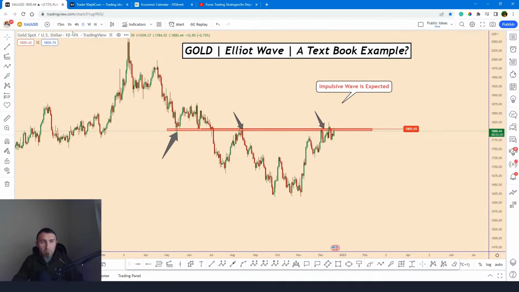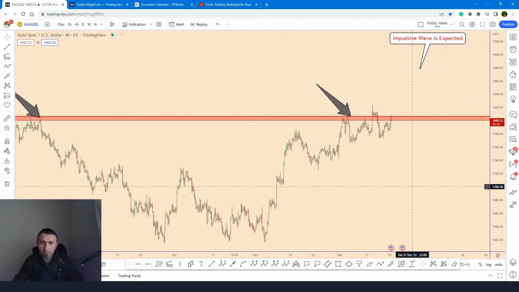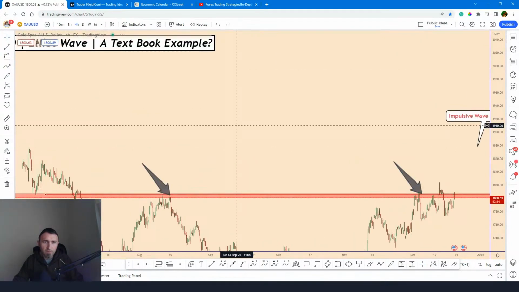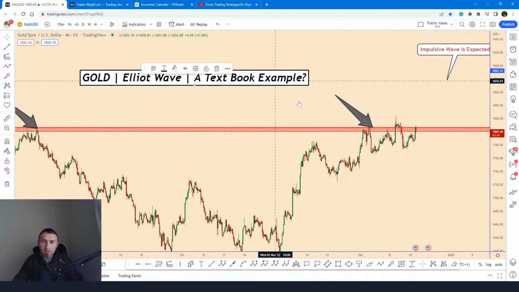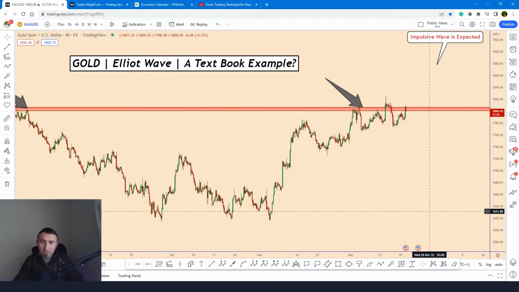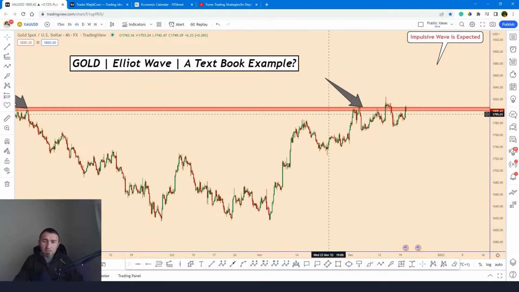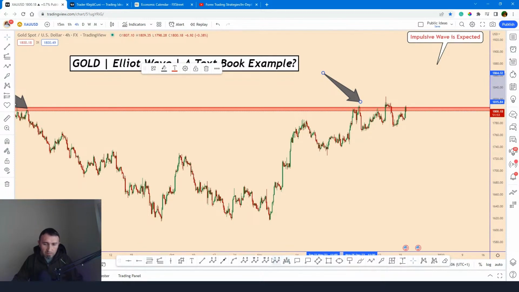So for the moment, we can see on the lower time frame, on the 4-hour time frame for gold, that price is creating a type of textbook example for the Elliott wave theory. It is something that is not repeated very often, but when we can see this pattern, we have higher chances on our side in the way we can trade. So let's look at what is happening here.